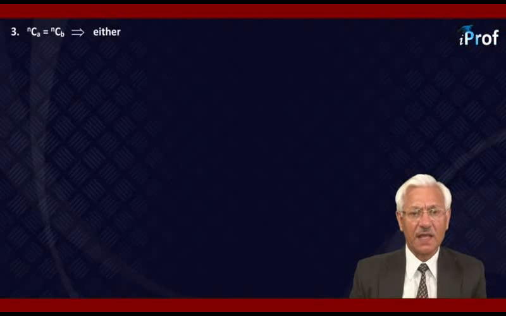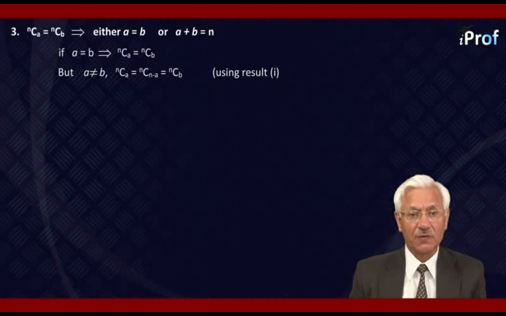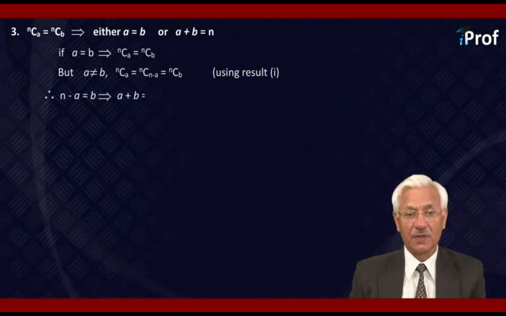Another result follows that nCa equal to nCb implies either a is equal to b or a plus b is equal to n. Clearly, if a is equal to b, nCa is equal to nCb. But if a is not equal to b, then nCa is equal to nC(n minus a) using the previous result. Therefore, nC(n minus a) is equal to nCb. That gives n minus a is equal to b, or a plus b is equal to n.